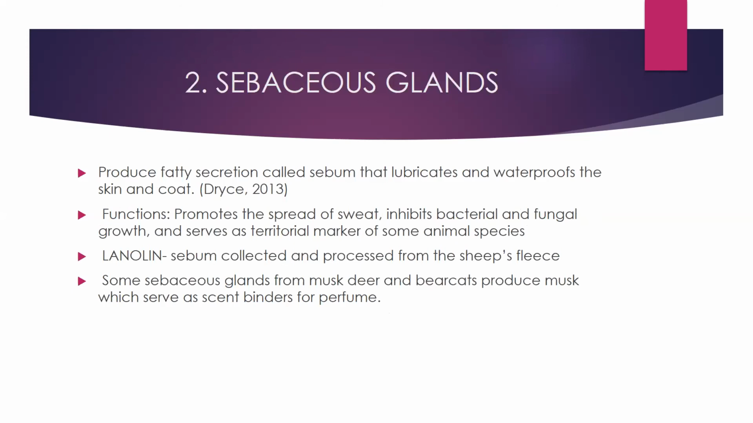Sebaceous glands. So these produce fatty secretions called sebum that lubricates and waterproofs the skin and coat. This is from Dyce and Wensing. Its function is to promote the spread of sweat, inhibit bacterial and fungal growth, and serve as territorial marker for some animal species. Lanolin is a sebum collected and processed from the sheep's fleece. And some sebaceous glands from musk deer and civet cats produce musk, which are scent binders for perfume.